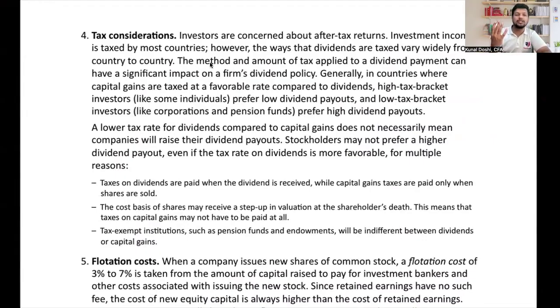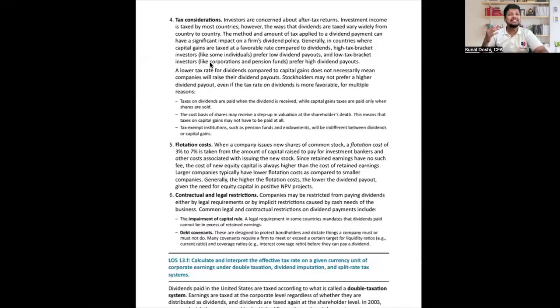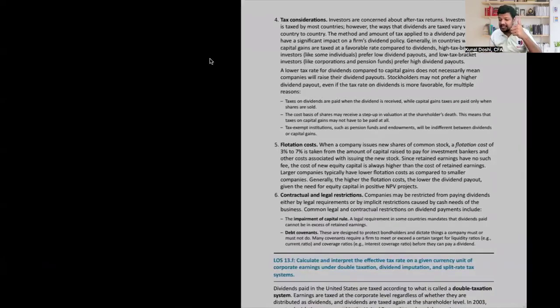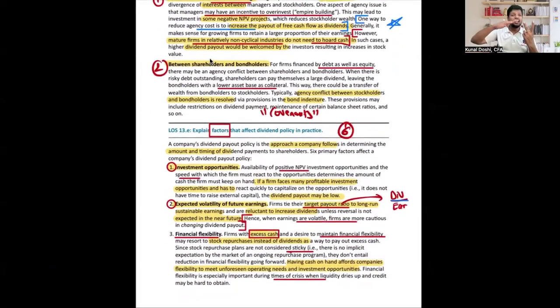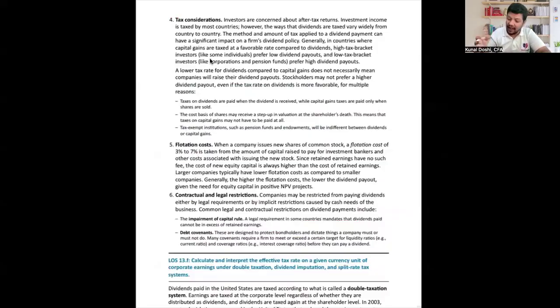I'm very excited to show that, which I had recently spoken about in one of my sessions also. So, first of all, what are we discussing? We are discussing the factors that companies take into consideration while deciding their dividend policy. It is the investment opportunities available, volatility of earnings, financial flexibility, right? And then there are three more factors.